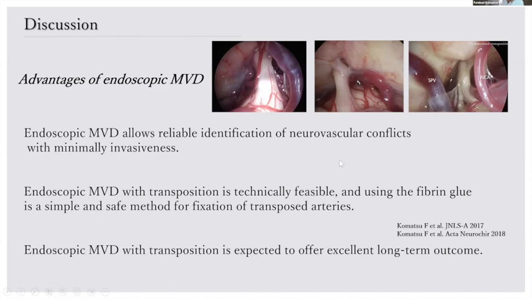So, the advantages of endoscopic microvascular decompression. The endoscopic MVD allowed the reliable identification of the neurovascular conflict with minimal invasiveness. And also the endoscopic microvascular decompression with transposition is technically feasible, as I showed. And using fibrin glue is a simple and safe method for fixation of the transposed arteries.